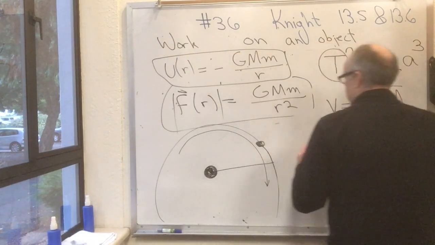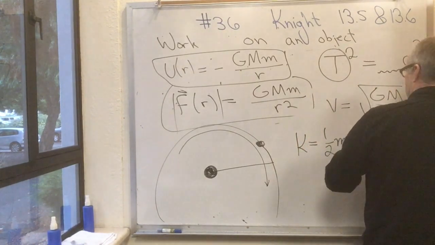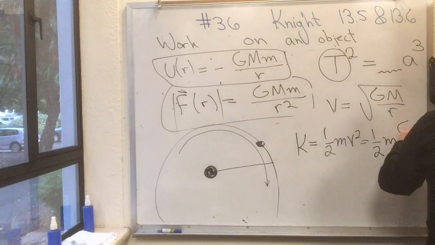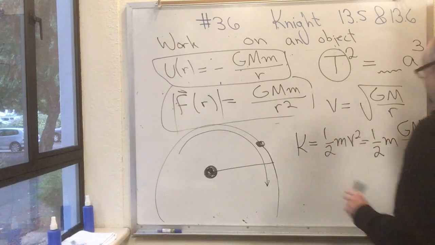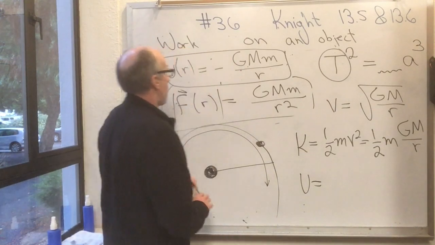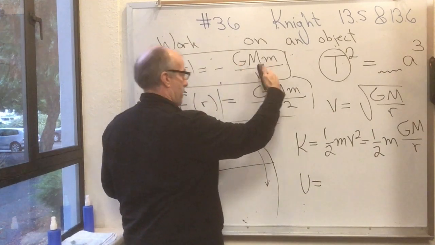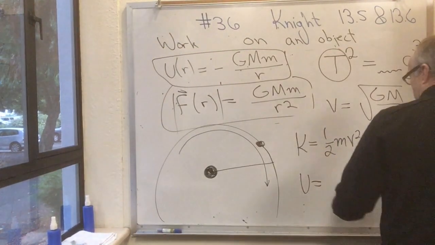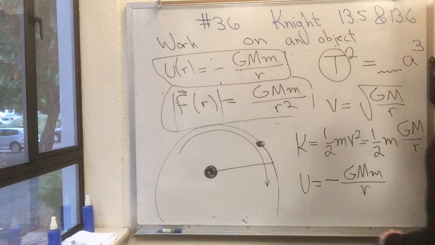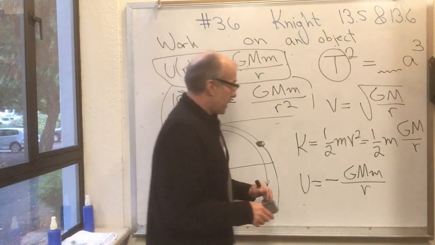Let's look at its kinetic energy then. Its kinetic energy is 1/2 mv squared, where this is the little m. That's 1/2 times m, and now v squared is GM over r. Let's compare that with its potential energy. U is equal to, well, we just have to plug in there, and that's minus GMm over r.